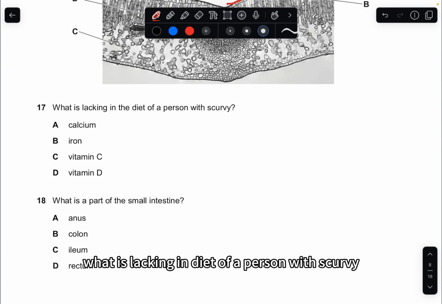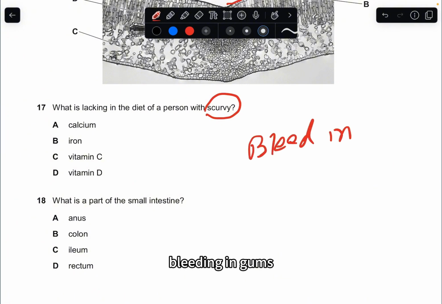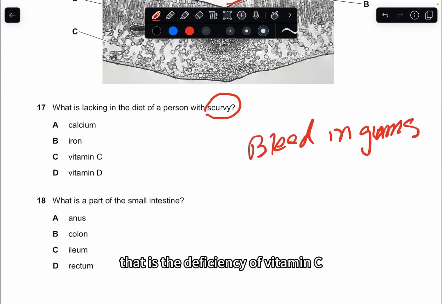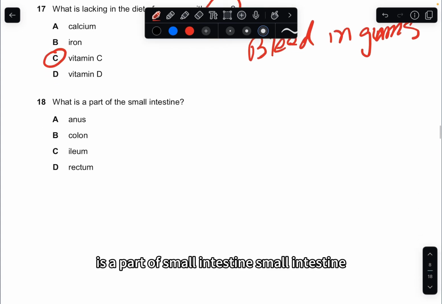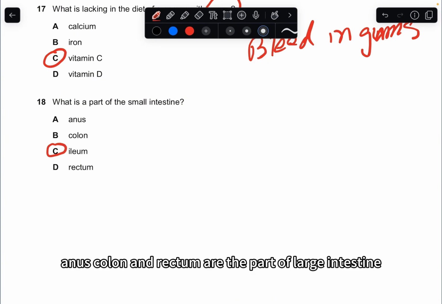Question number 19, what is lacking in the diet of a person with scurvy? Scurvy is the bleeding in gums, and there is a deficiency of vitamin C. What is the part of the small intestine? The small intestine is the ileum, because anus, colon, and rectum are parts of the large intestine.